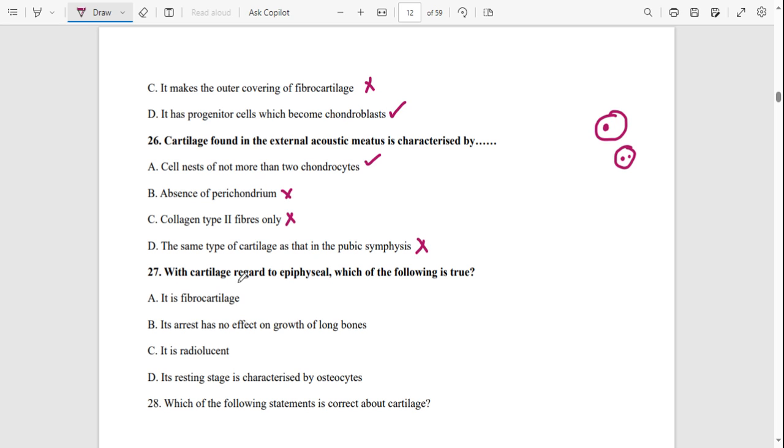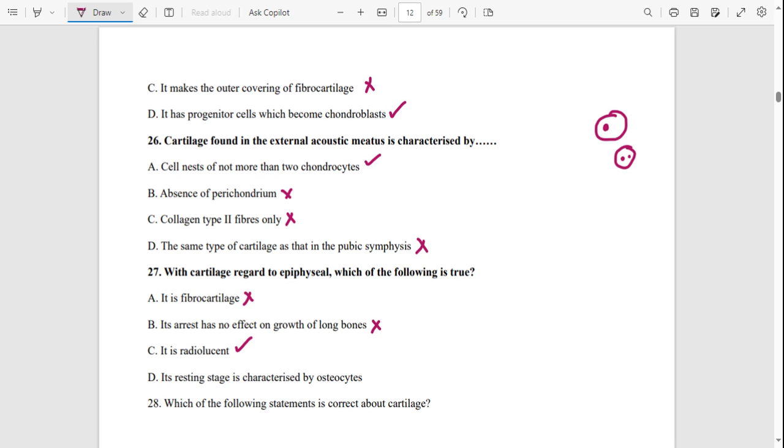Number 27, with regard to epiphyseal cartilage, which of the following is true? We know that the cartilage on the epiphyseal plate is hyaline cartilage. It is fibrocartilage. That is not true. Its arrest has no net effect on the growth of long bone. That is not true. If you arrest this cartilage, it will affect the growth of long bones because it is the growth plate where these bones are able to grow. It is radiolucent. This is true. In other words, it is translucent to X-rays, like you can look through it.